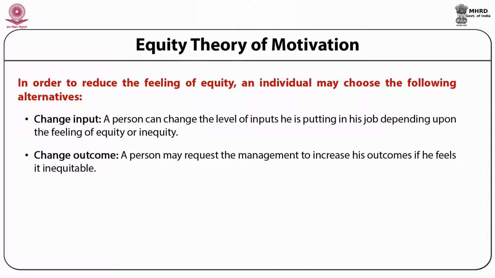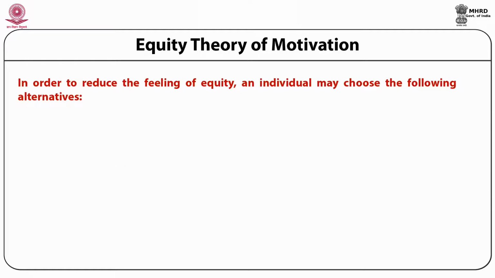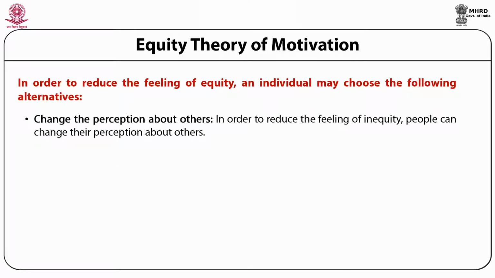Third alternative is change the perception of self. Instead of altering the inputs or outcomes, individuals may change their perception about themselves. For example, if they are overpaid, they can feel as if they are paid more because their tasks and assignments are more challenging.